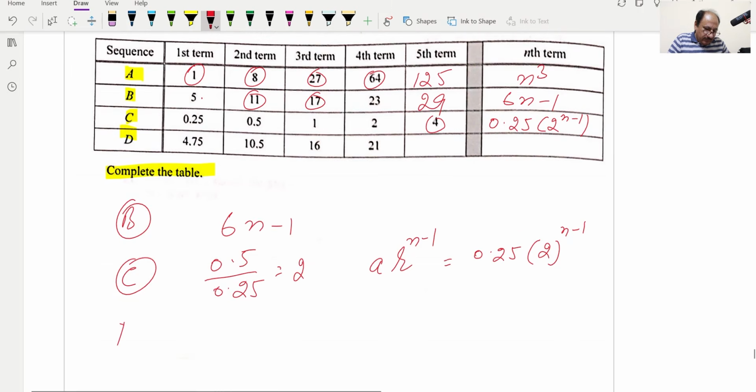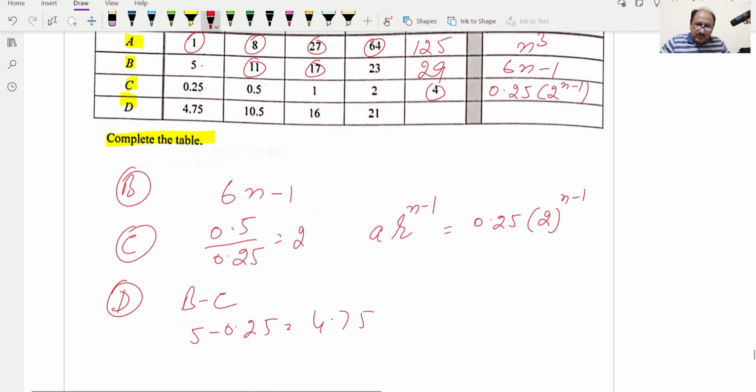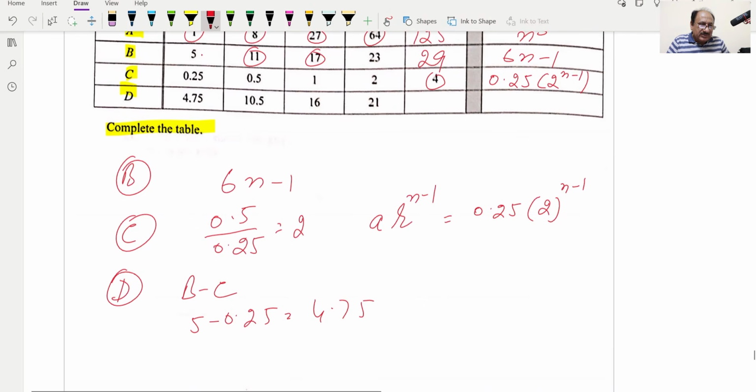Now we can write for D. How are we getting D? This is basically B minus C, 5 minus 0.25 will result in 4.75. So for the nth term also we will subtract: 6n minus 1 minus the nth term of C, which is 0.25 into 2 raised to n minus 1. This will be the general formula for the nth term for D.